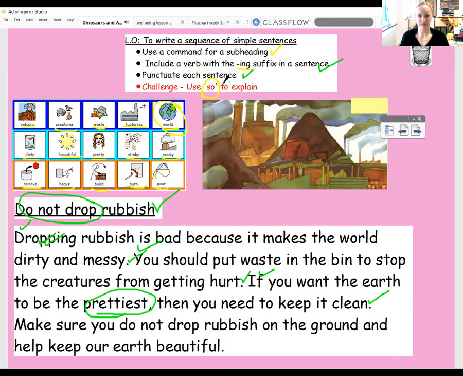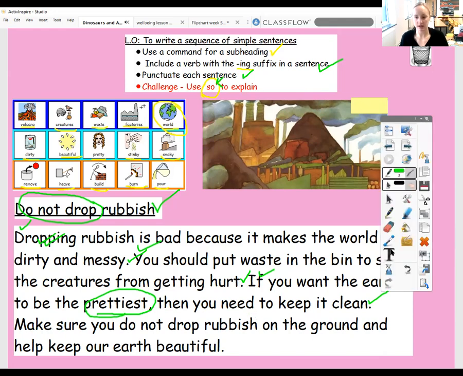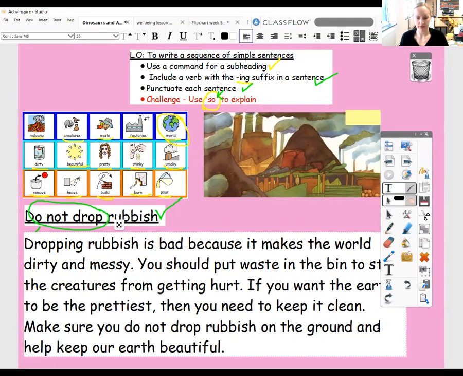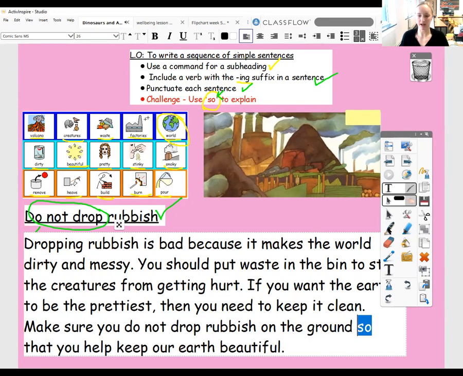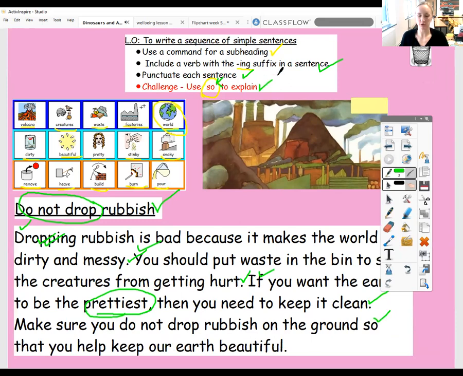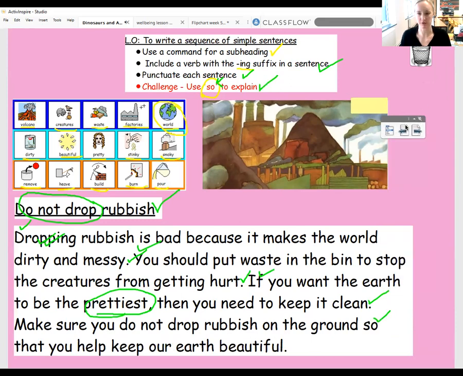Oh, so I've punctuated everything, but I've not used so to explain. I'm going to go back and change that last sentence then. Watch this. I might say, make sure you do not drop rubbish on the ground so that you help keep our earth beautiful. So here I've got my so, which is what I needed to make sure I had a full house on my success criteria. So that is my little piece of writing that I'm going to put in my leaflet about how we tell the man how to keep the earth clean and stop it from getting ruined.